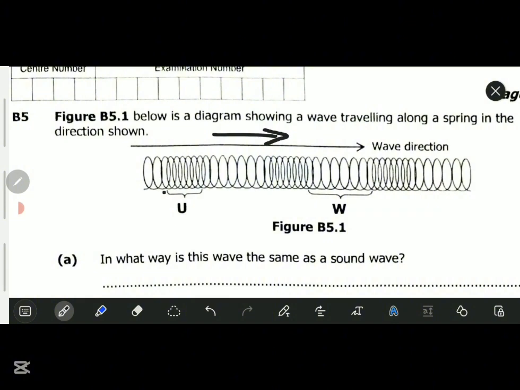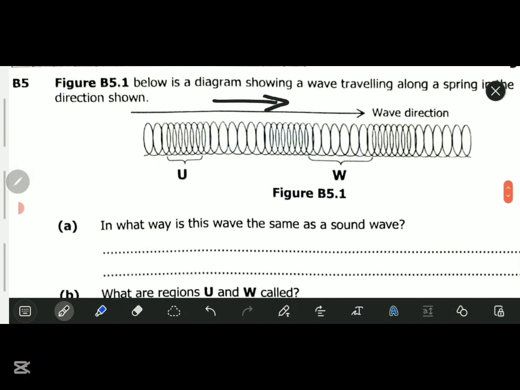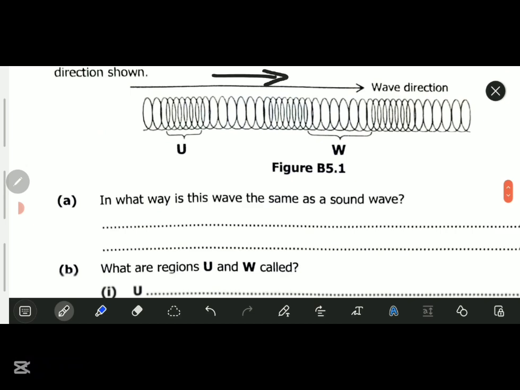All right. Then we've got two parts which have been labeled U and W. So U is this part and W is this part. So let's see what the question asks of us. B5A, in what way is this wave the same as a sound wave?